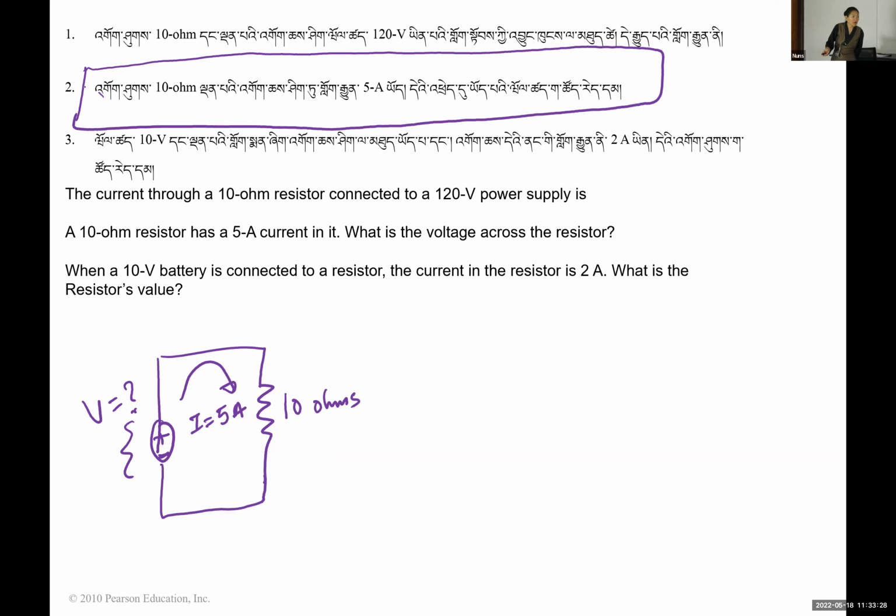50. 50, very good. So I is equal to V by R. Why 50?